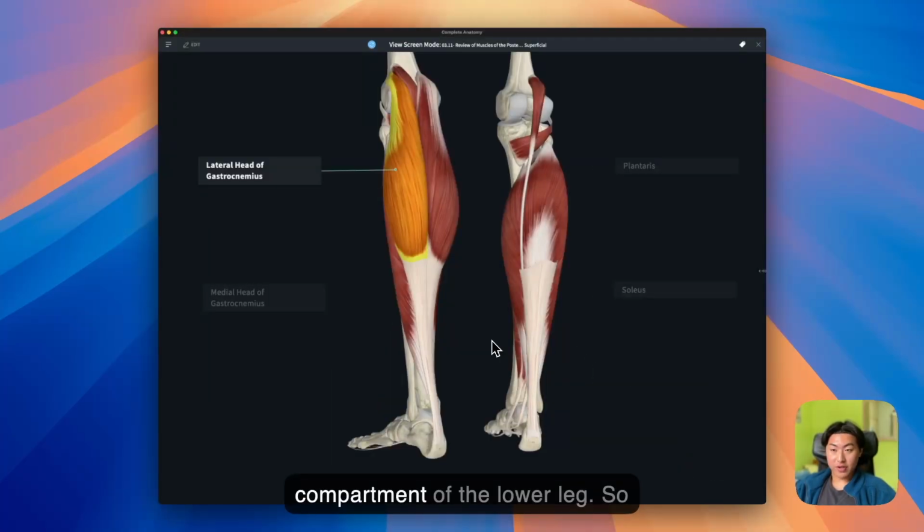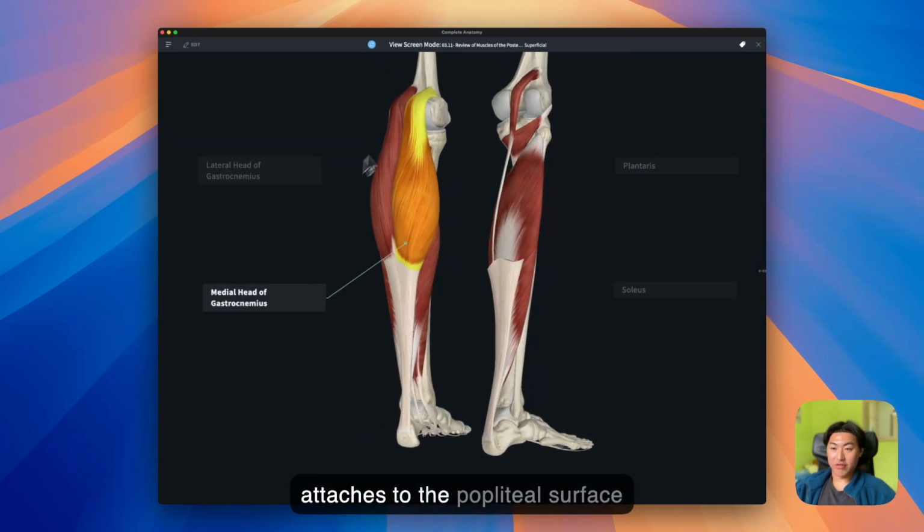Now let's look at the posterior compartment of the lower leg. So most superficially, we have the gastrocnemius. The lateral head of the gastrocnemius attaches to the lateral aspect of the lateral condyle of the femur, while the medial head attaches to the popliteal surface, superior to the medial condyle of the femur. And then it runs down via the calcaneal tendon and attaches to the posterior surface of the calcaneus.